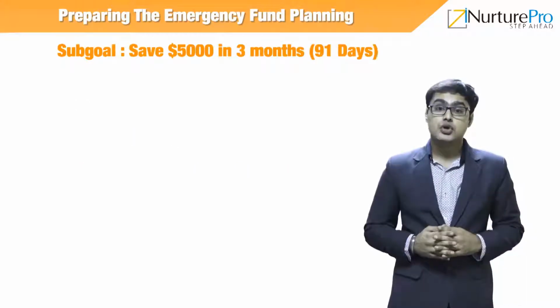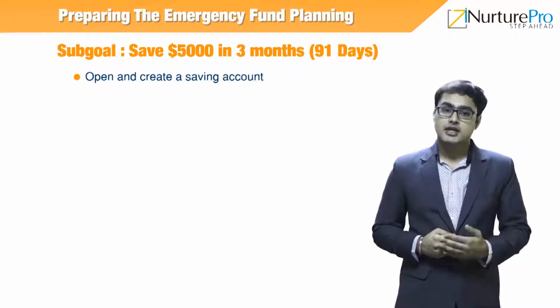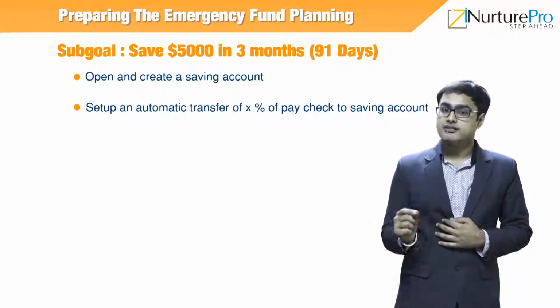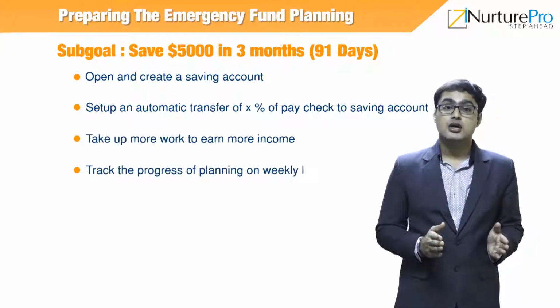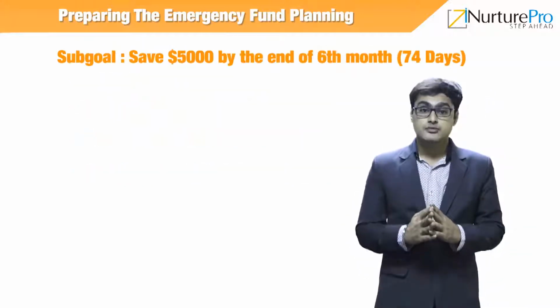Next, we focus on saving $5,000 in 3 months. To achieve this goal, you should open and create a savings account, set up an automatic transfer of X percentage of your paycheck to the savings account, take up more work to earn more income, and track the progress of the plan on a weekly basis. Finally, we are left with 74 more days.